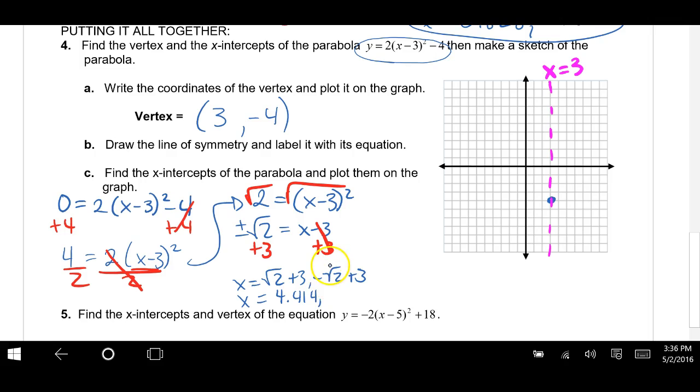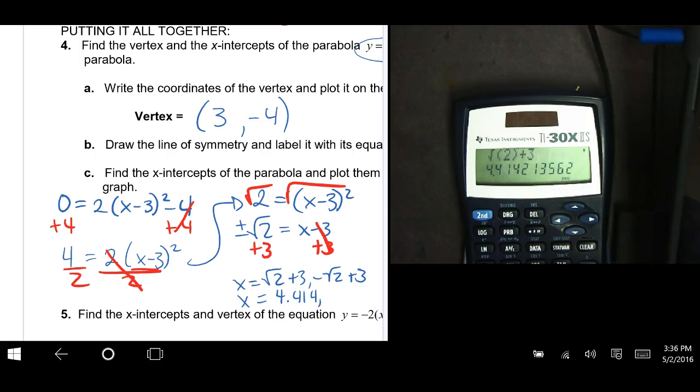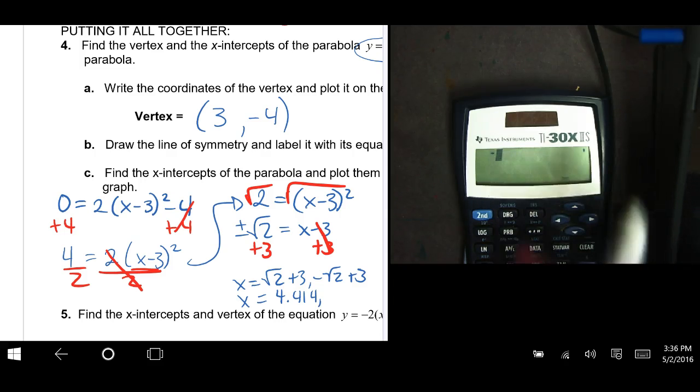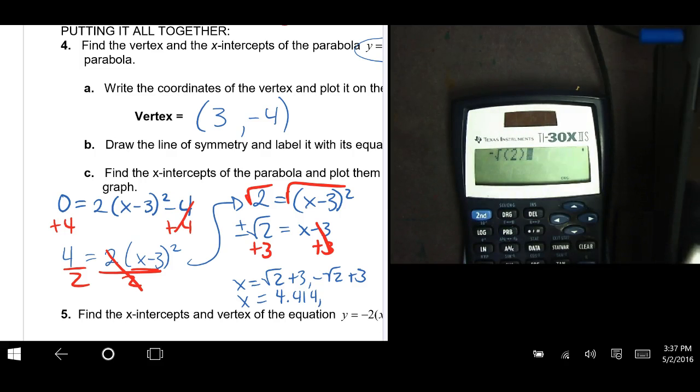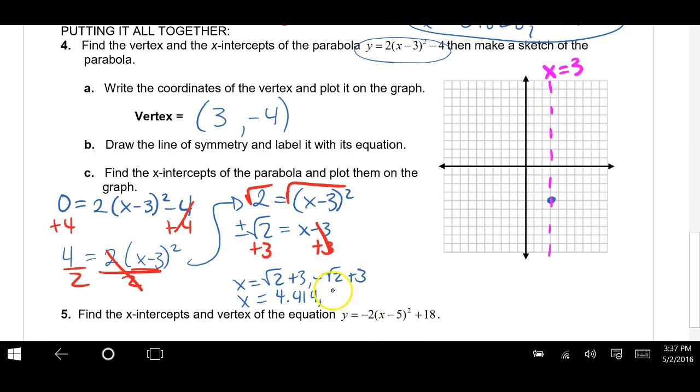Okay, the next one's going to be negative square root of 2. So negative square root of 2 plus 3. And that is going to be 1.58. And it looks like that 7 is going to cause this 5 to go up 1. So 1.586.